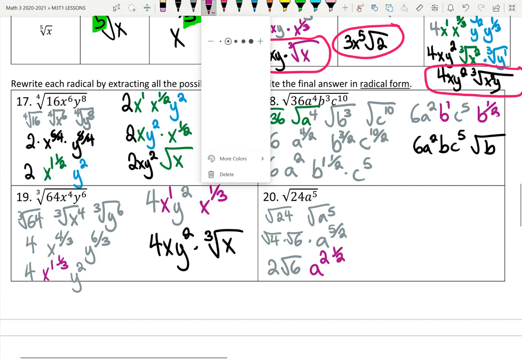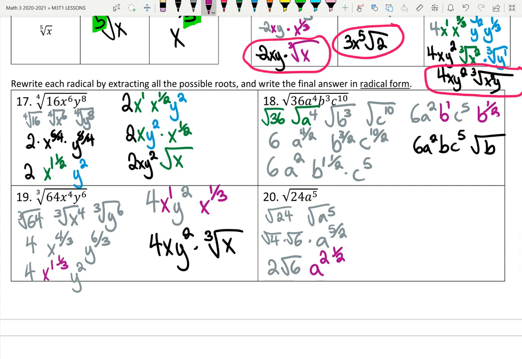When I regroup this, I'm going to keep the 2, the a squared. Then I'm going to write the square root of 6 times the square root of a to the first, and then I'm going to combine it. 2a squared times a radical of 6a. I don't need to rewrite the exponent of 1 because that's assumed.